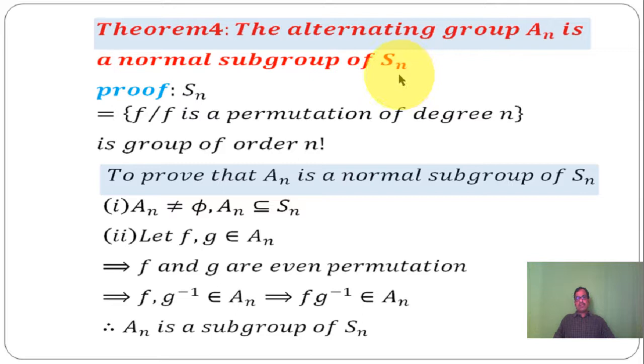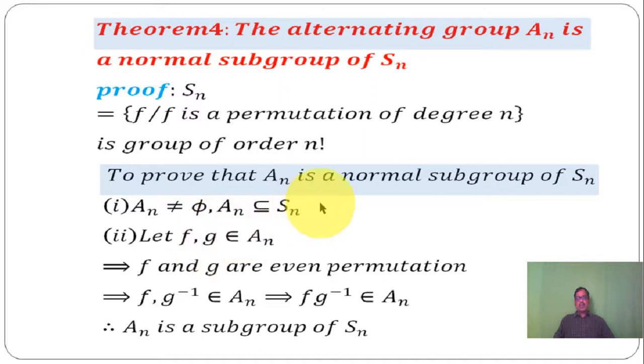Then we have to prove the conditions of a normal subgroup. Let Sn be the permutation group of degree n, a group of order n. To prove that AN is a normal subgroup of Sn. Since AN is non-empty, AN means the set of all even permutations. So AN is non-empty and AN is a subset of Sn. So these two conditions are clear.